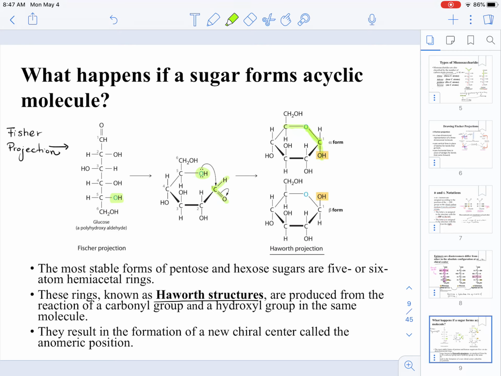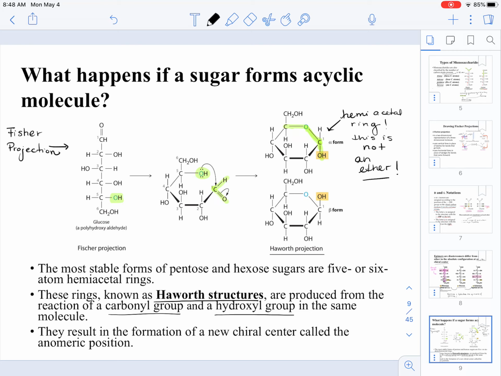And understand that the product of the reaction is called a hemiacetal ring. This is not an ether. This is called a hemiacetal ring because from organic chemistry, you already previously learned that when you react an alcohol group, which is basically the hydroxyl group in the alcohol, with a carbonyl, that produces a hemiacetal.